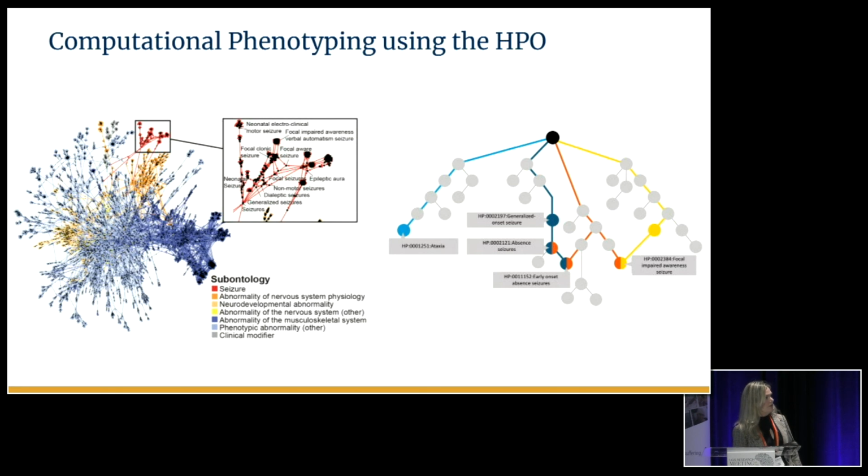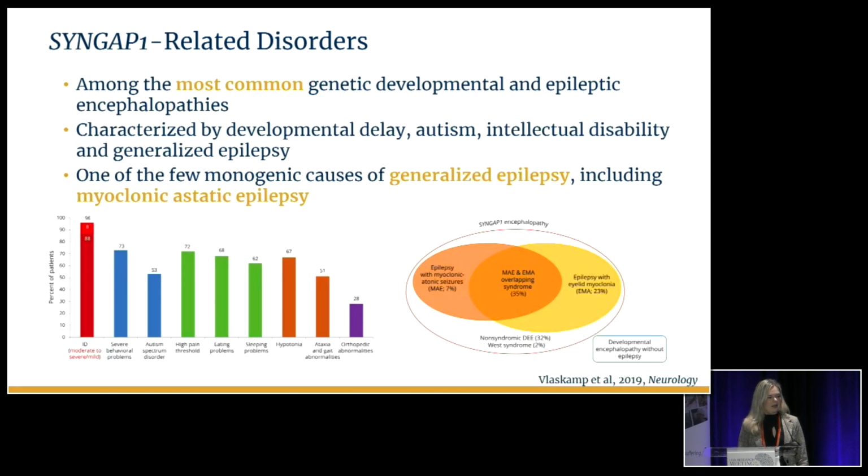So one approach, and the one that I commonly use in my research, is using the Human Phenotype Ontology, which is a hierarchical dictionary of clinical terms that allows you to compare clinical features across patients, even when they're recorded at different levels of detail. In my work, I've primarily used this to understand the natural history of rare genetic epilepsies. So I'm going to give you an example using SYNGAP1-related disorders.